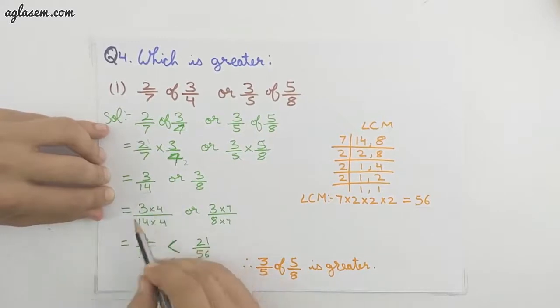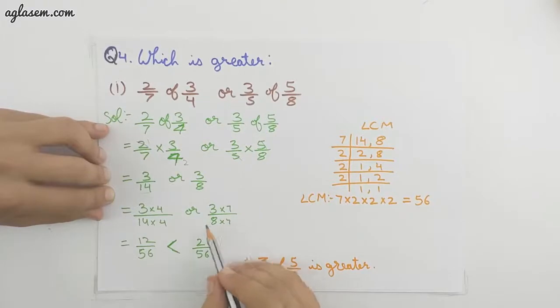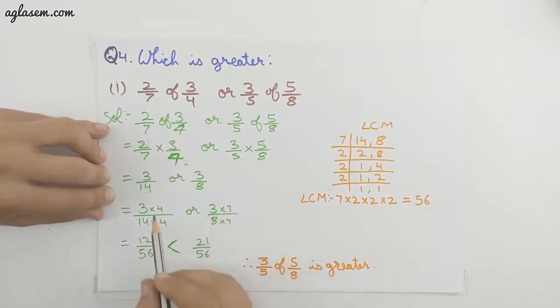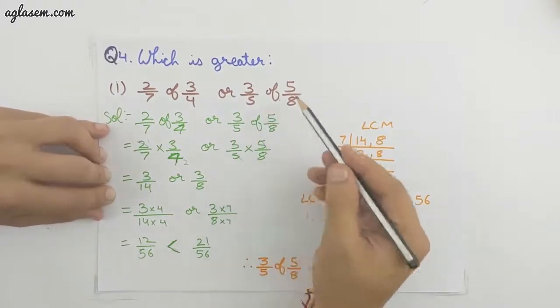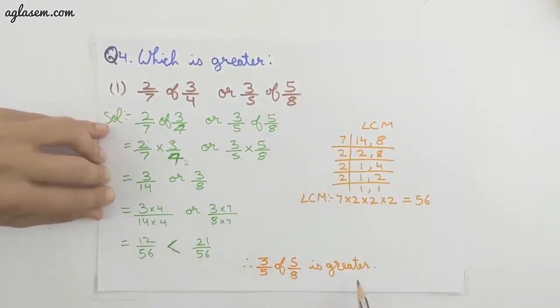To make the left side 56, we have to multiply 14 with 4, and also we have to multiply 3 by 4. And the right side, to make the downside 56, we have to multiply 8 with 7. Also we have to multiply 3 with 7 as well. So if we multiply 3 with 7, we will get 21, and if we multiply 3 with 4, we will get 12. 56 is common on both sides, so 21 is greater. So we can say 3 by 5 of 5 by 8 is greater.